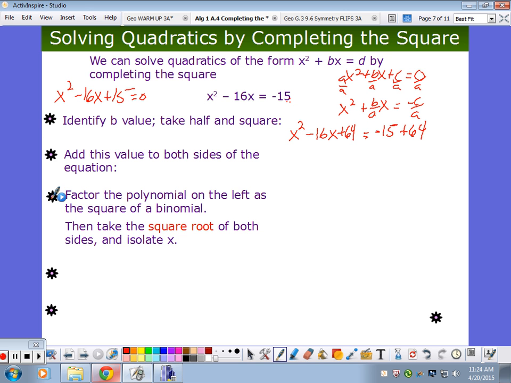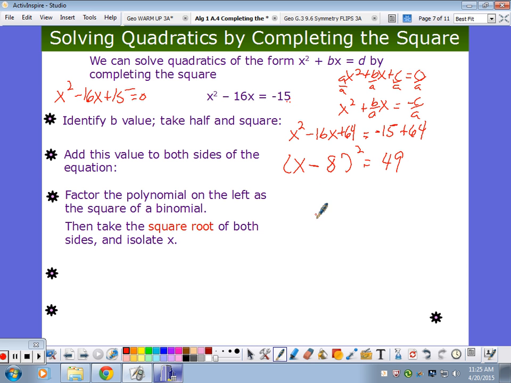Now, you are going to factor this, which is what we've been practicing doing. How do you turn that into a binomial square? x minus 8, squared. Okay. Square root this side. And then what's negative 15 plus 64? What is it? Is it 49? I hope so. Yeah, 49.